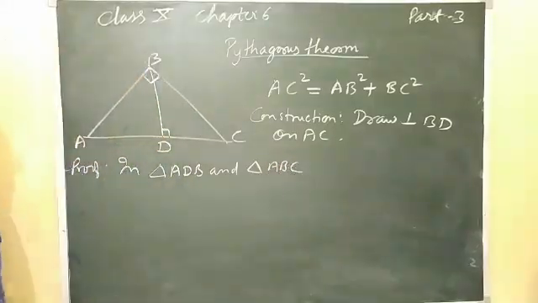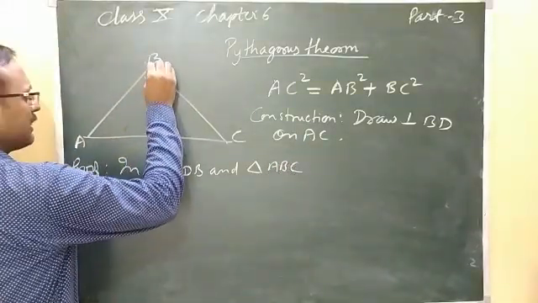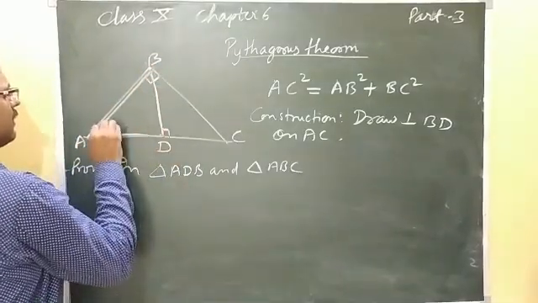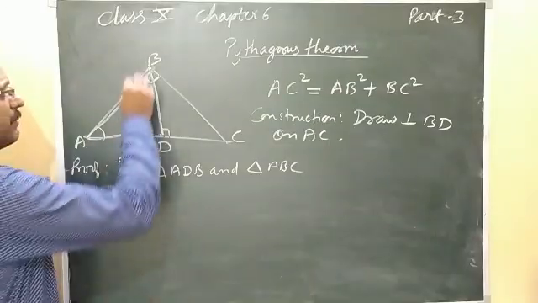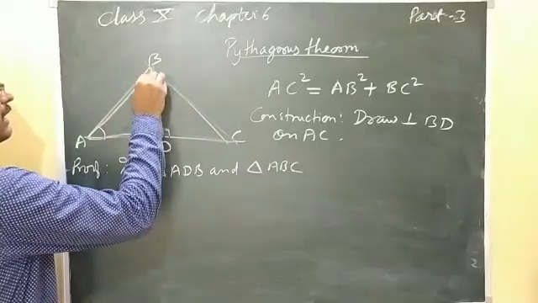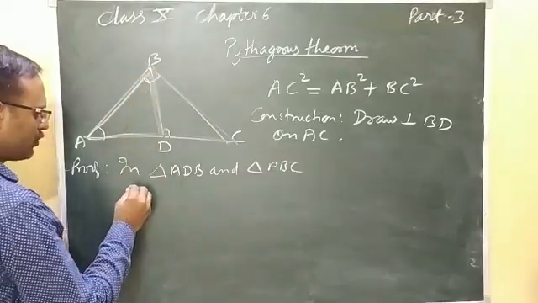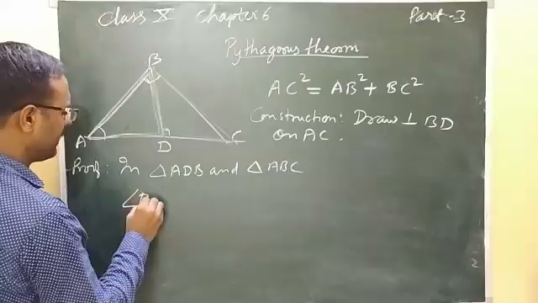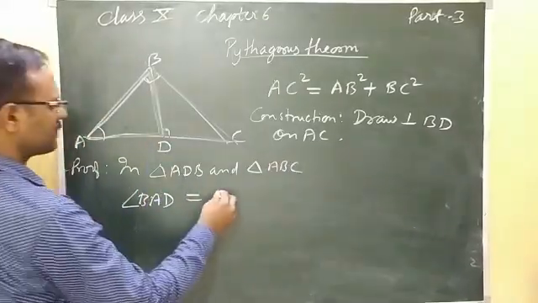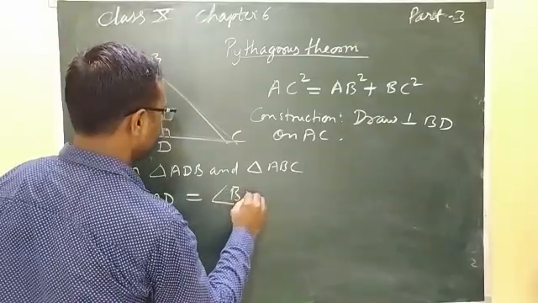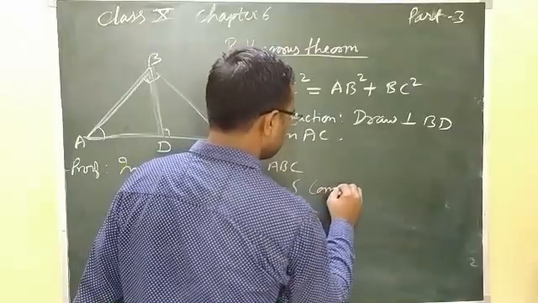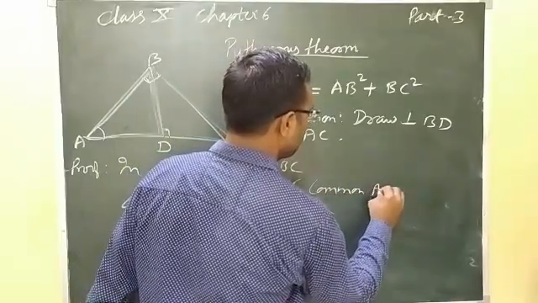what are the points which are equal? You can see that in this triangle, this angle A is common in both the triangles, in the bigger triangle and also this smaller triangle. So angle A will be equal. So you can say angle BAD is equal to, in the bigger triangle, what is the angle? Angle BAC. As you can say, they both are common angles.